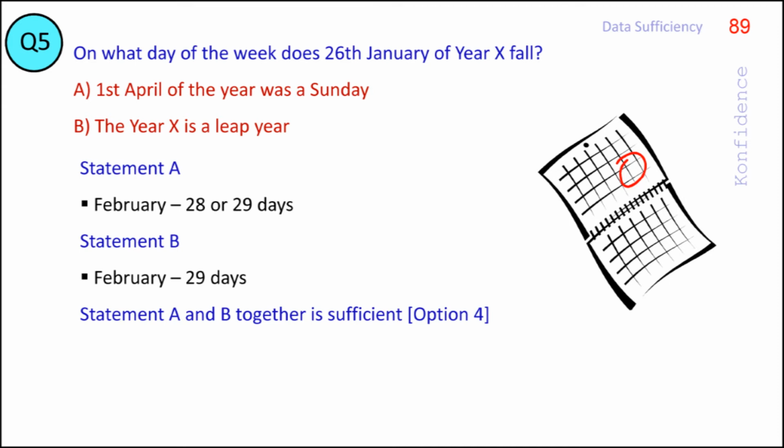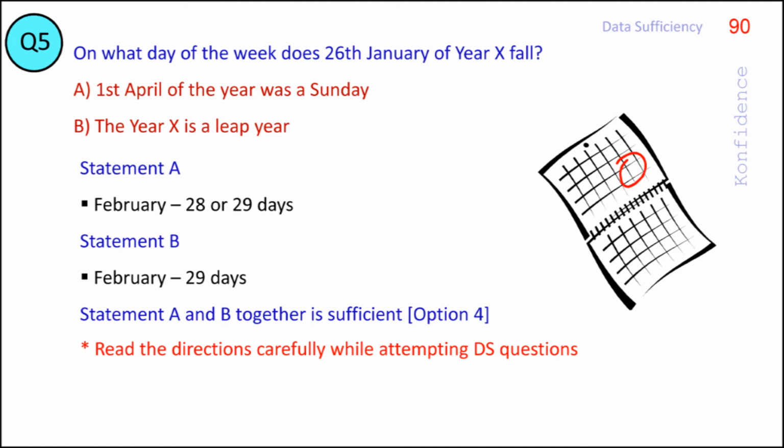Note here that the option is 4 and not D. That is the importance of reading the directions. Again, the standard format of both the statements together option being option 3 or option C is also discarded here. Were you not careful, you could so easily have marked C or D, whereas the correct answer would be 4. Note such things very carefully while attempting DS questions.